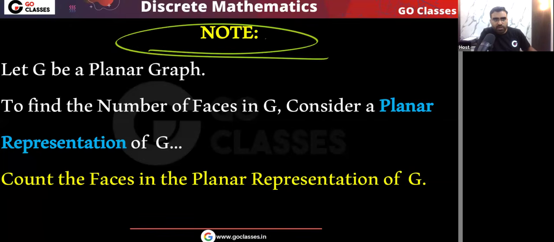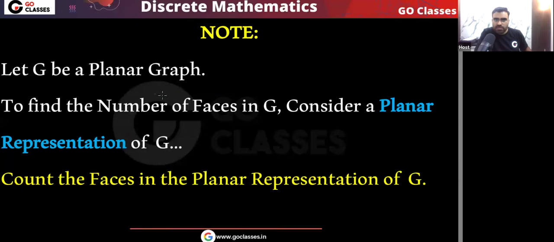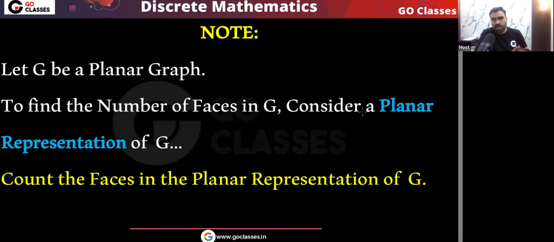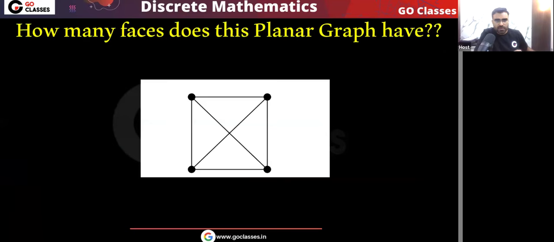Now let me tell you a very important note, because here you can make a mistake. If I give you a planar graph and you want to find the number of faces, always consider a planar representation first, meaning a drawing without edge crossing, and then find the number of faces. For example, in this graph, is this a planar graph? Yes, this is K4. We have already seen this is a planar graph. Now you tell me, what is the number of faces?